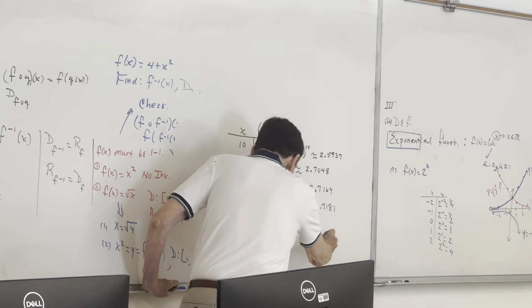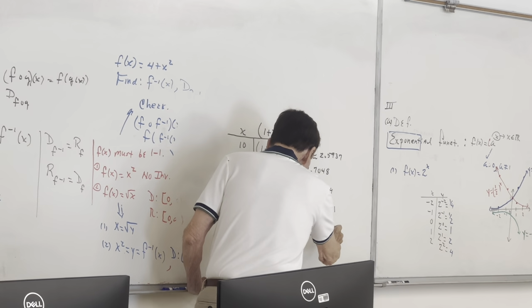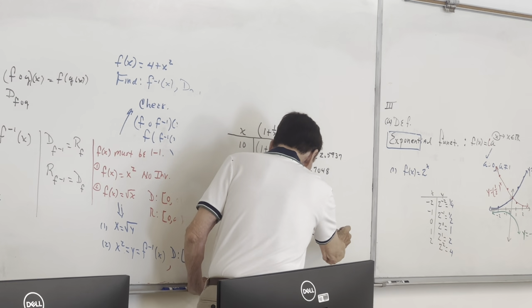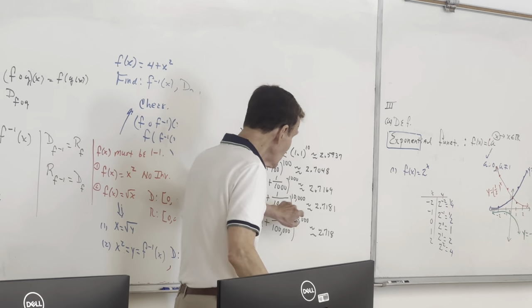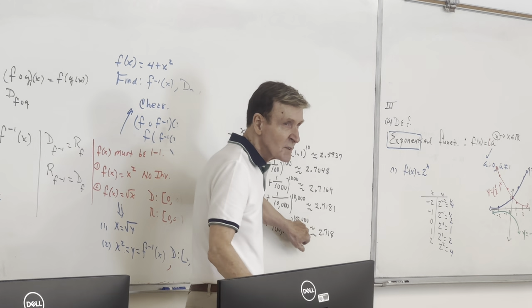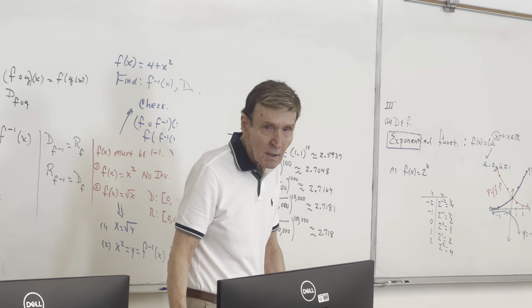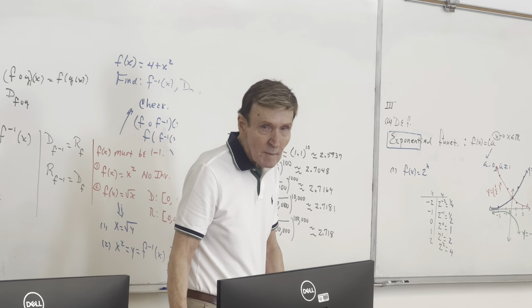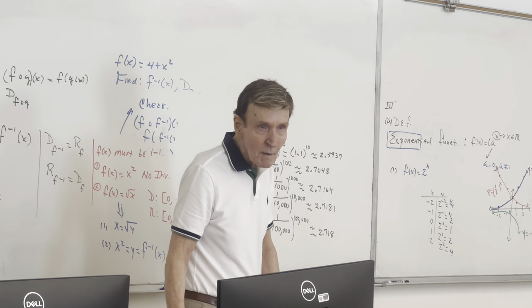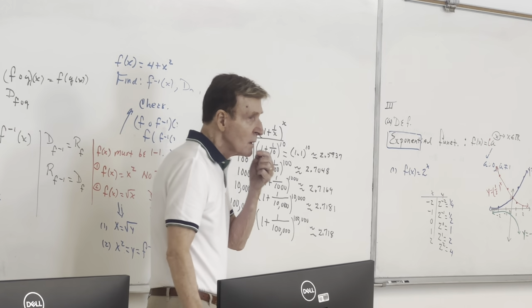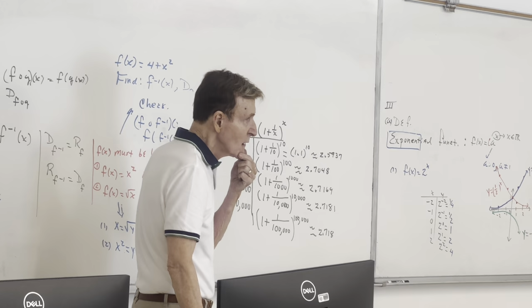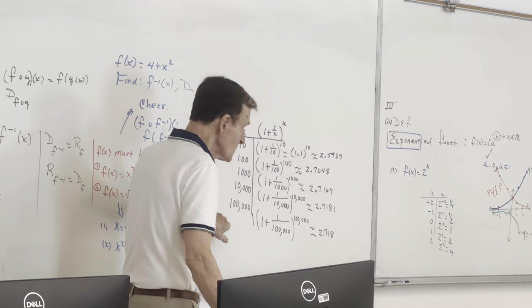What's that close to? 2.7182. So to 3 decimal places it's 2.718 again? These two are too close. You sure you didn't make a mistake? No. Watch that, guys. Okay, 100,000.